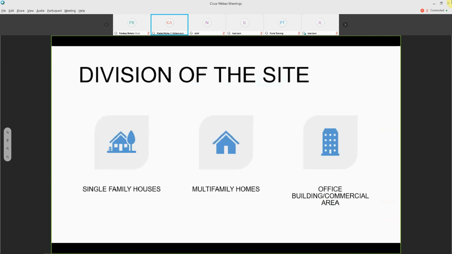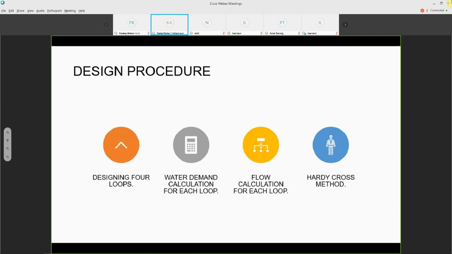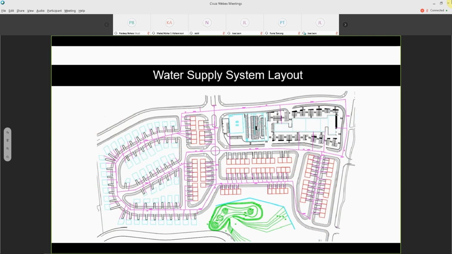Division of the site: single-family houses, multi-family homes, office building. Design procedure: designing 4 loops, water demand calculation for each loop, flow calculation for each loop, Hardy Cross method. In this drawing, it shows our water supply system.